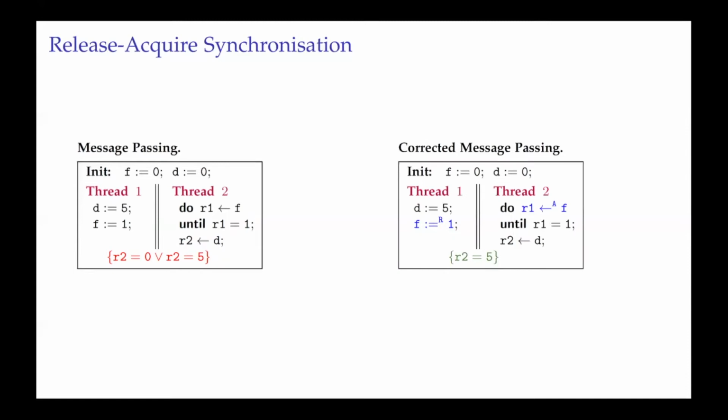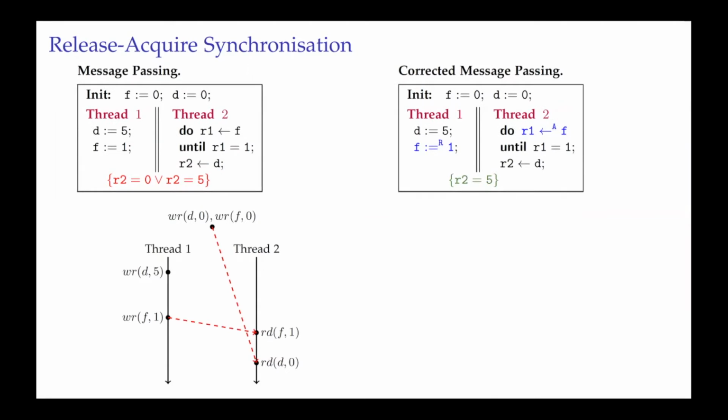To get back the expected behavior, namely the behavior one would expect in a sequentially consistent architecture, we have to introduce release and acquire annotations on our statements. Namely, a write has to be annotated with a release annotation, and a read has to be annotated with an acquire. After both these annotations are included, if the program terminates, we have that the value of R2 is equal to 5. One way to think about this phenomenon is in terms of a message sequence chart.